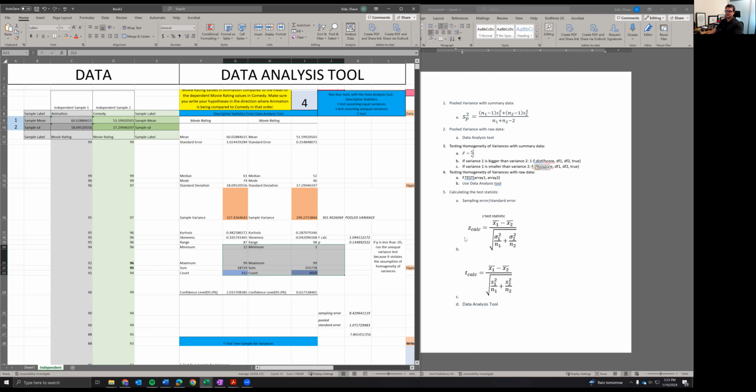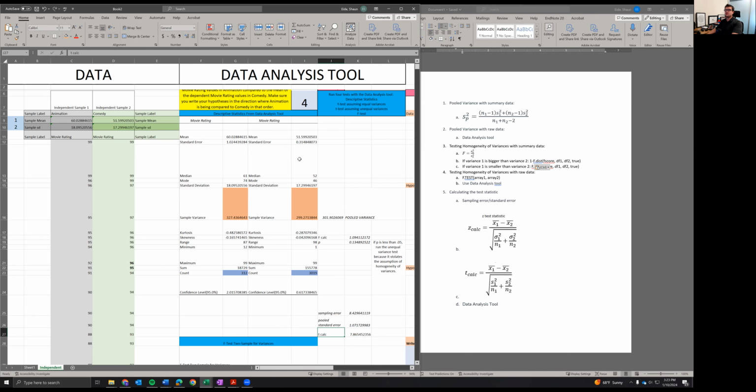The Z would be, what's that called? If you have the population standard deviation, then you would have that right there. But we've got samples. So there we go. This is the T calculated value that we calculated by hand with summary data.